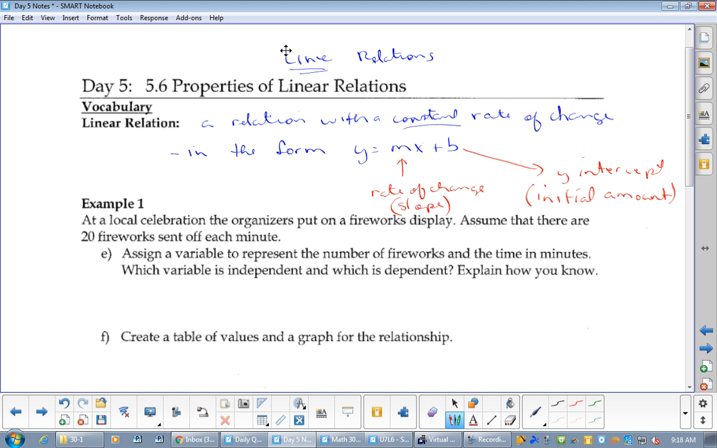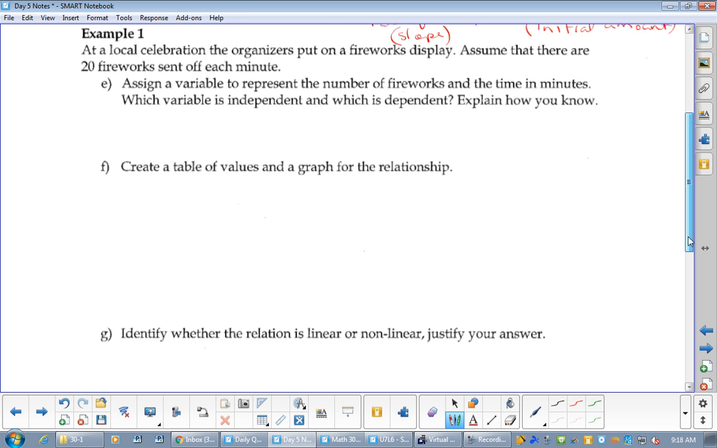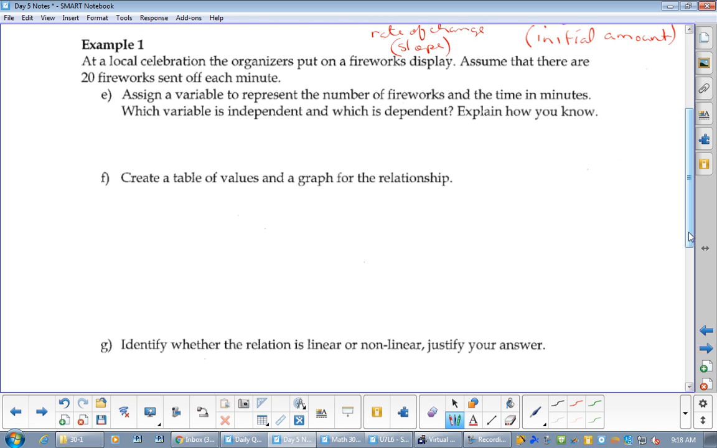Now, what I'm going to do is show you some linear relations and some non-linear relations to get you to think about the two ways. At a local celebration, the organizers put on a fireworks display. Assume that there are 20 fireworks sent off each minute. Assign a variable to represent the number of fireworks and the time in minutes.